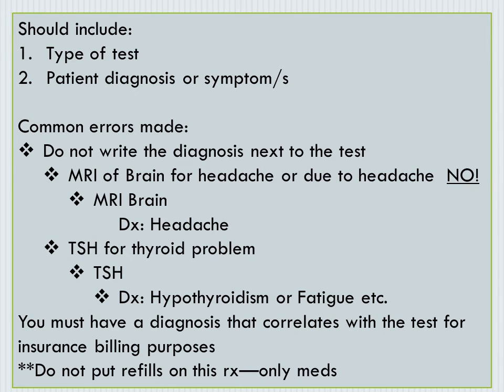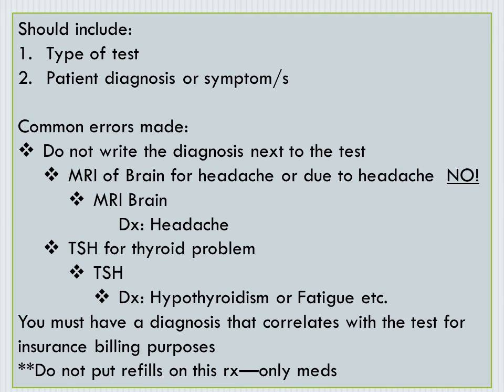If you're sending the patient for a chest x-ray, you don't want to write, for pneumonia, because you don't know yet that the patient has pneumonia. You're doing a chest x-ray to find that out. So you could put cough and fever. But you don't need to get real detailed with the specific symptoms of the patient. You have to have a diagnosis that correlates with the test for insurance billing purposes. You cannot do a test on something that you do not have a diagnosis for, because the patient will get the bill and the insurance company will not pay for it.